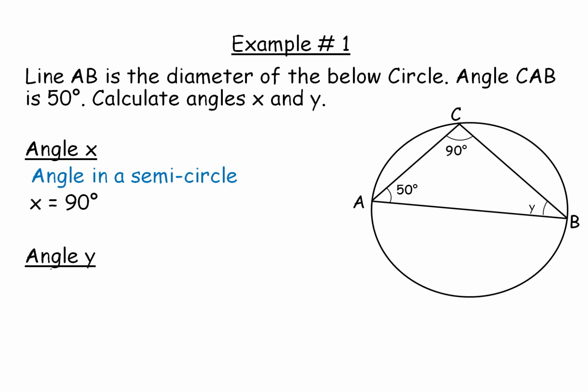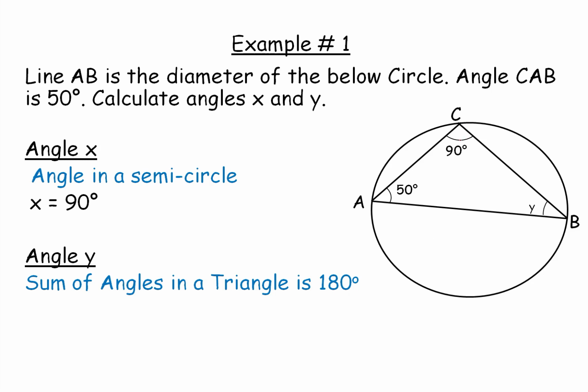Let's see for angle Y. So this is angle Y. Now we have 50 degrees here and 90 degrees, and we have to find angle Y. If you look clearly, this is a triangle, and the sum of the angles in a triangle is 180 degrees.